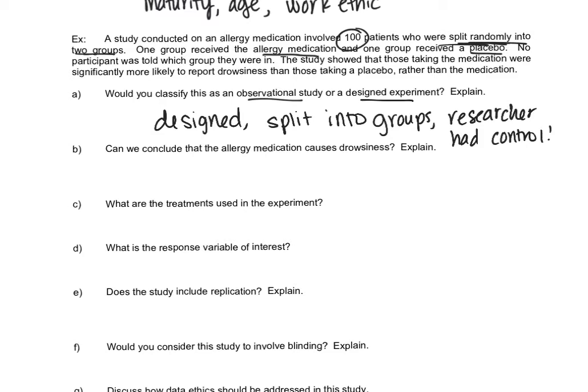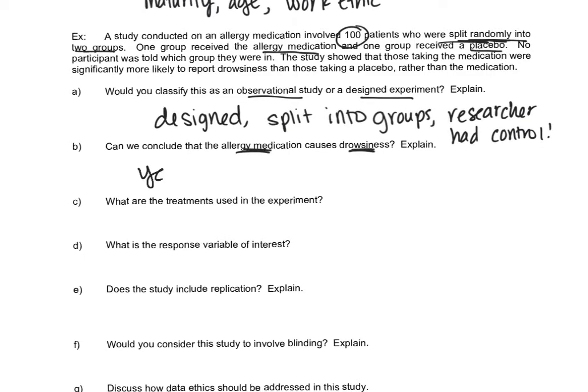Can we conclude that the allergy medicine is causing drowsiness? And this is where that cause and effect comes into play that we learned in the previous video. Because designed can show cause and effect, meaning cause, the allergy medicine is the cause and drowsiness is the effect. And because it's designed, yes, we can show the cause and effect. The allergy medicine is giving us an effect of drowsiness. So yes, designed experiments show cause and effect.